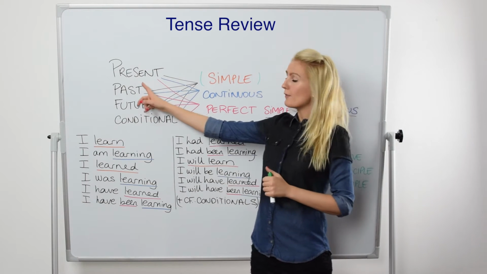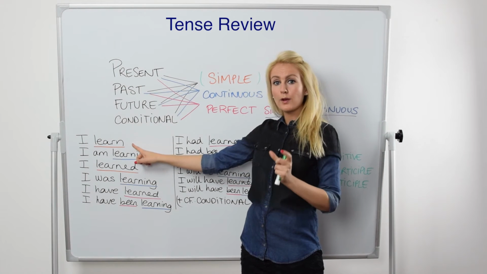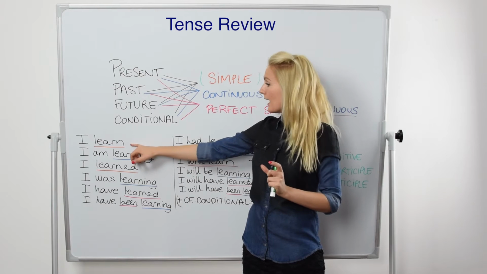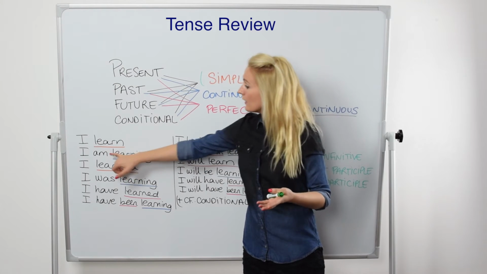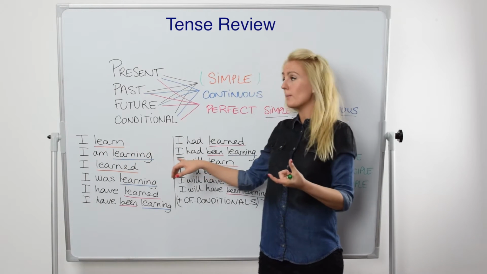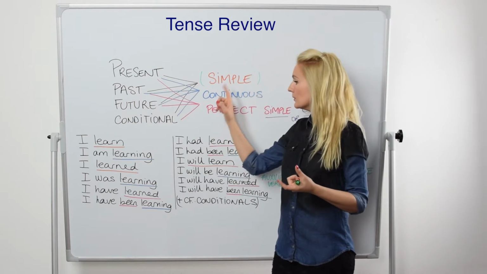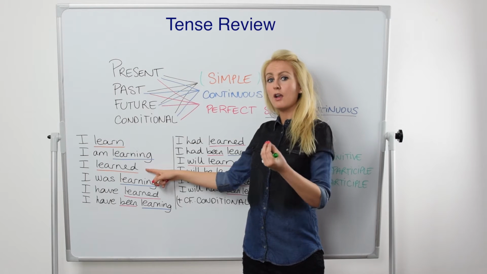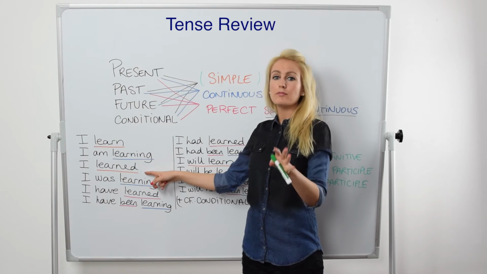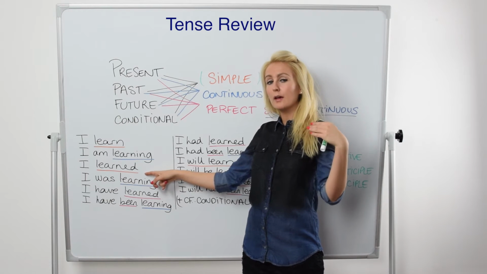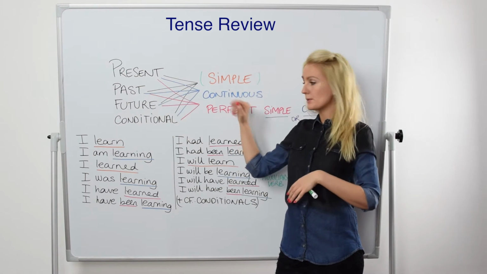Now, if I have a present simple or simple present, I just have one component. I learn. It can have an inflection, he learns, so an S at the end for the third person singular. Otherwise, it's just the bare infinitive. So I have one component, that's why it's simple. The same thing goes with the past simple or simple past. I learned. So I have my bare infinitive and I add ed. That is if it's regular, of course. We have irregular verbs such as I bought, I saw. Those are also past simples.